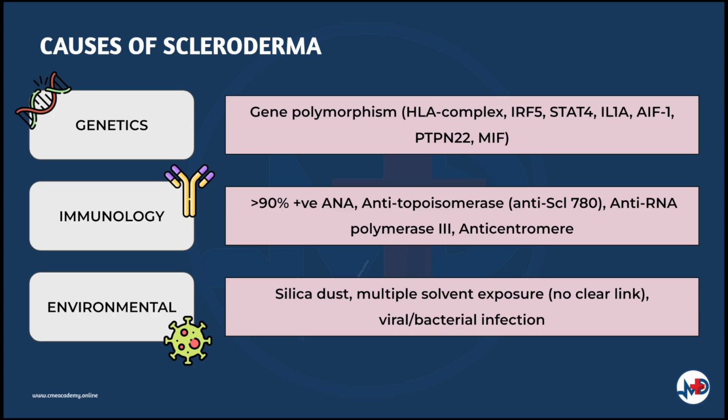The causes of scleroderma include gene polymorphisms such as HLA complex, IRF5. Immunology and environmental causes such as exposure to silica dust, multiple solvent exposure, and viral or bacterial infection are among other causes. More than 90% of scleroderma patients have positive ANA, anti-topoisomerase, anti-RNA polymerase III, and anti-centromere.